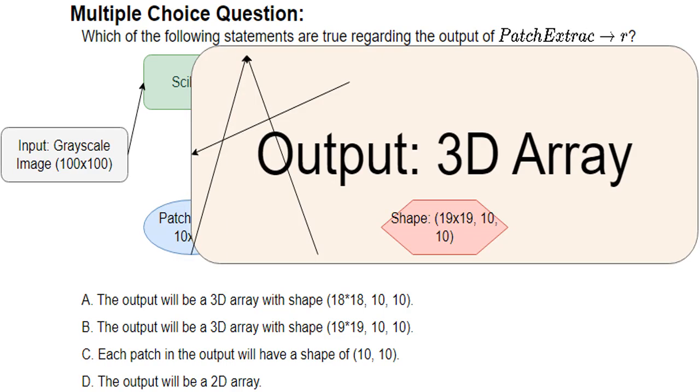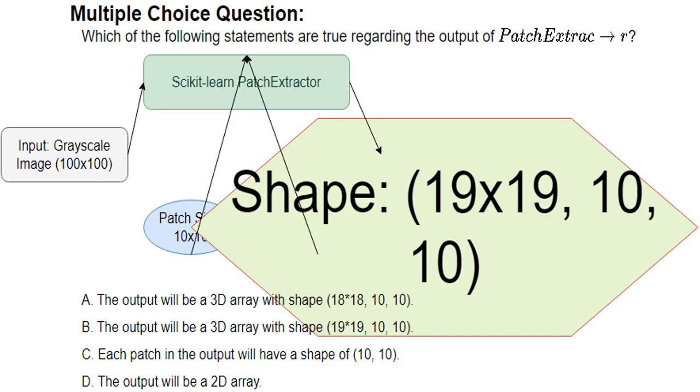The result of the extraction will be a 3D array. Think of it as a stack of my 10 by 10 patches. A 3D array has 3 dimensions. The first dimension is how many patches I have, the second and third are the 10 by 10 dimensions of each patch. This tells me the exact size of that 3D array. I have 19 patches across and 19 patches down. 19 times 19 equals 361 total patches, and each patch is 10 by 10 pixels. It's like a grid of images within an image. The calculation is (100 - 10) // 5 + 1 equals 19, which gives the number of patches per dimension. The double slash means integer division.